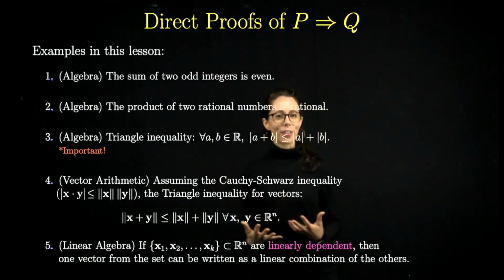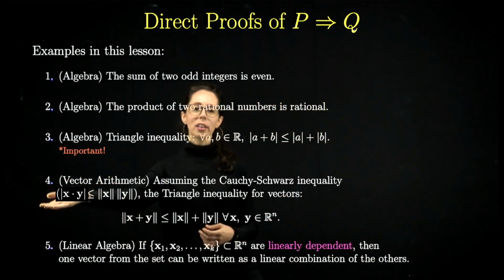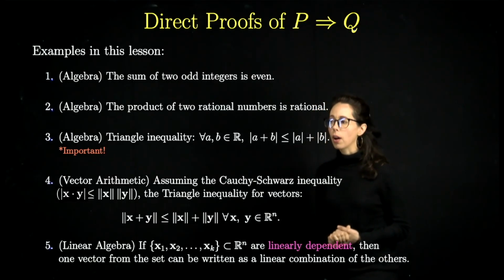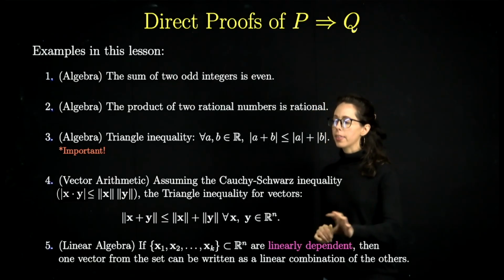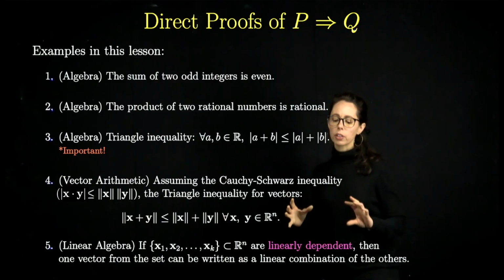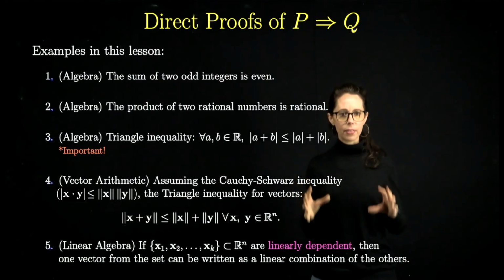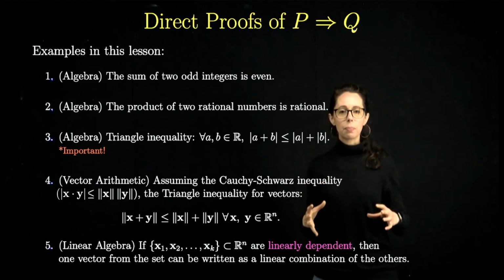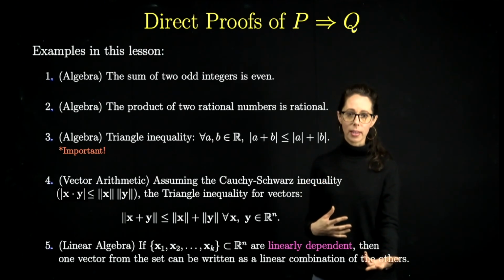And then just to be very thorough, mathematically, 3 will generalize to 4, so 4 will be a quick follow-up to number 3. And then in example 5, which involves a statement from linear algebra, I'm going to show what it looks like to take a definition, understand what it means, and extract a property from it.